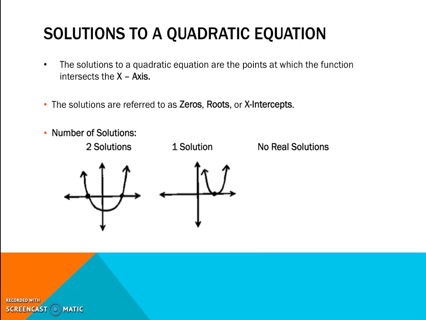Here is a graph of a quadratic equation that has one solution only. Notice that the graph or the line passes through the x-intercept only once.